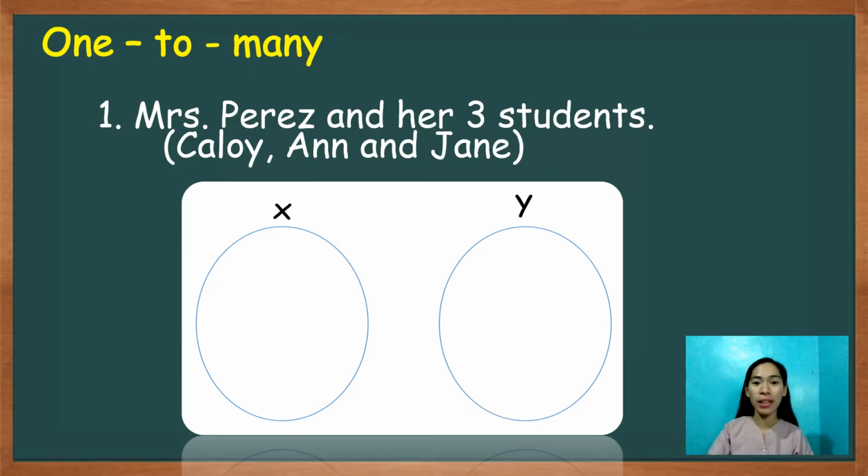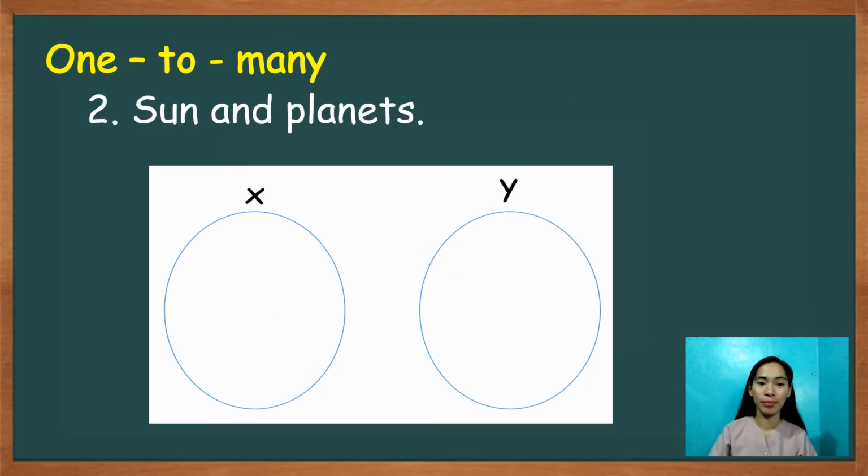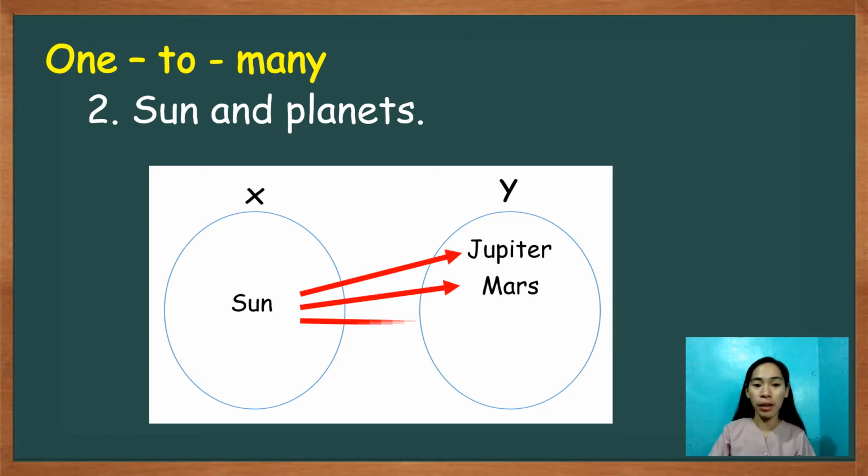Let us have one-to-many which applies in real-life situations. Miss Perez and her 3 students, Kaloy, Anne, and Jane. So the relation of the teacher towards her students. Miss Perez to Anne, Miss Perez to Jane. So that is an example of one-to-many relation. Next, the relation of our sun to the planets is a one-to-many relation. So sun to Jupiter, to Mars, to Earth, and to Saturn.